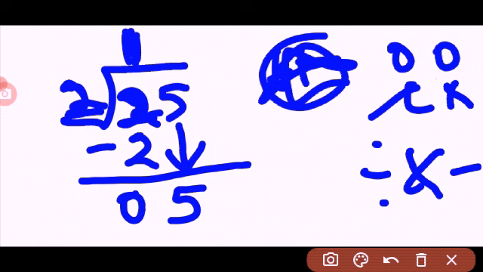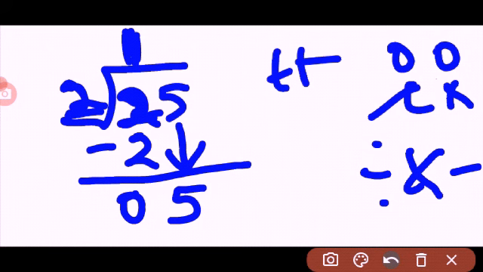So 2 minus 2 is 0. Did you see what happened here? This 0 before a number means nothing. 0 after a number is a big number. 5 has turned to 50 if it is after a number, but when it is before a number, it means nothing. So this 0 before 5 is nothing. Doesn't make any sense. So let's forget it.